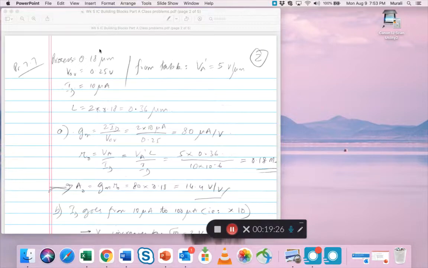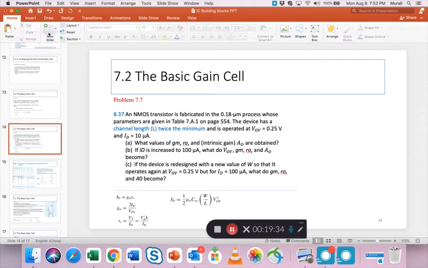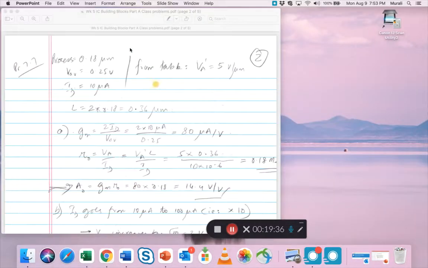From the table for this process, and this table is on page 554, that's where I went and got it, for this process technology, VA prime is 5 volts per micrometer. Now also length is given to be twice the minimum, right? So L you should take as 0.36, and you use this L in these formulas. Remember not to use the process length, but to use the actual length.